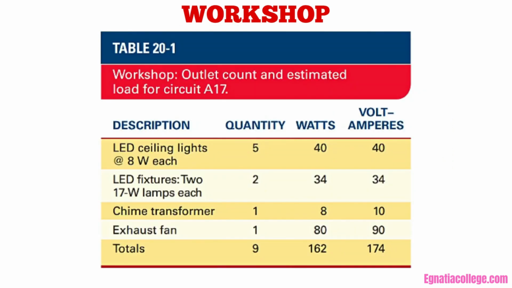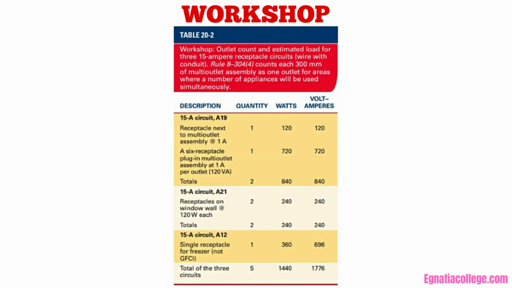In addition to supplying the lighting, circuit S17 feeds the chime transformer and ceiling exhaust fan. The current draw of the chime transformer is extremely small. Table 20-1 shows the estimated load for lighting. Table 20-2 shows the load for the other 3 15-ampere circuits. See also Rules 30-104A and 14-600.